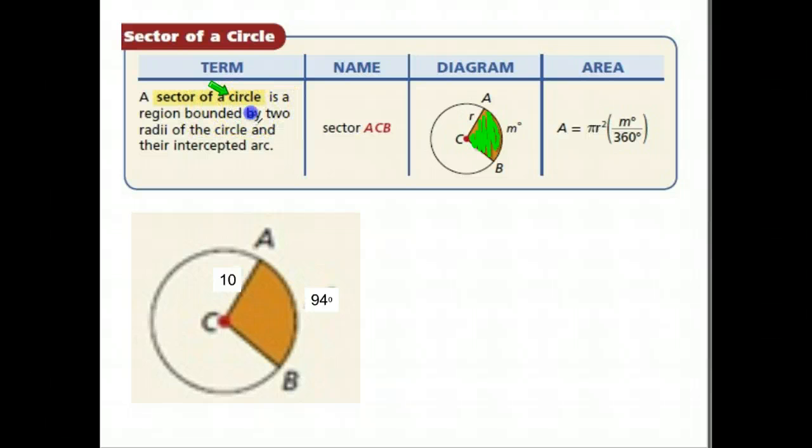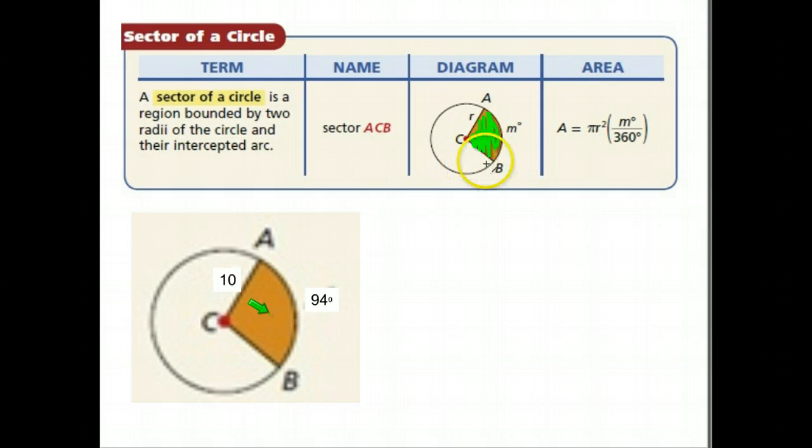It says it's a region bounded by two radii, because notice we have a radius here and a radius here. And the intercepted arc, the arc that's on the outside. Now what they're going to ask us to do is find the area of a sector of a circle. We've done the area of a full circle, which was pi times radius squared. But notice we don't have a full circle anymore. We have a fraction of that circle.